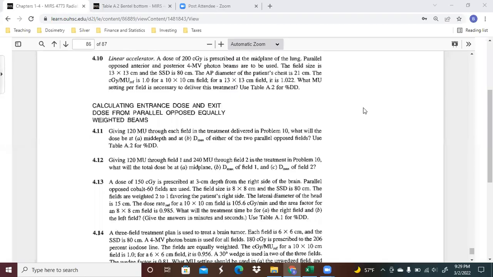This video is going to be over problem 4.11. We're going to be looking at calculating entrance dose and exit dose from parallel opposed equally weighted beams.